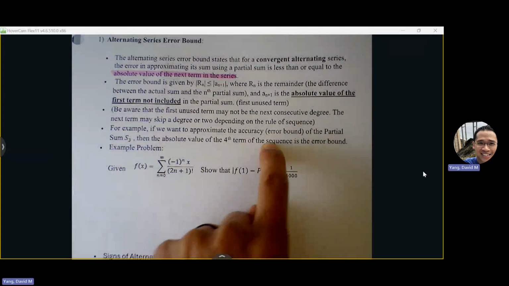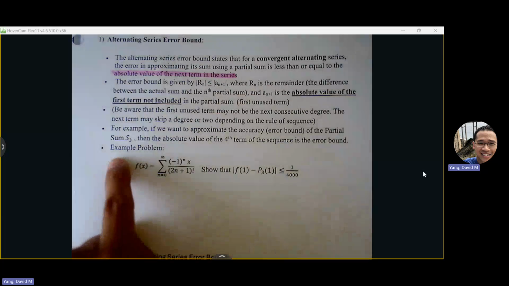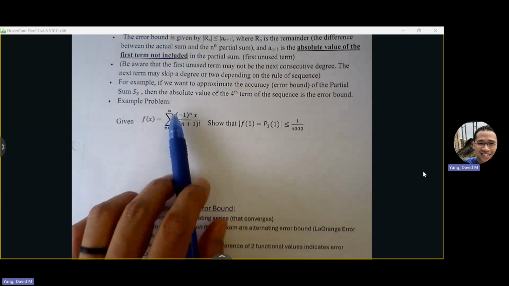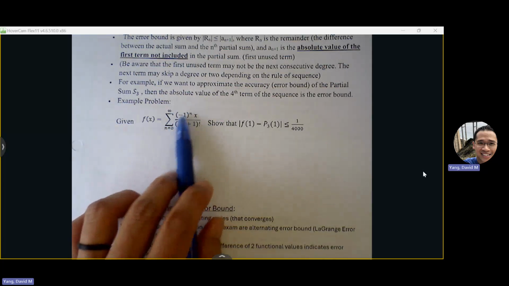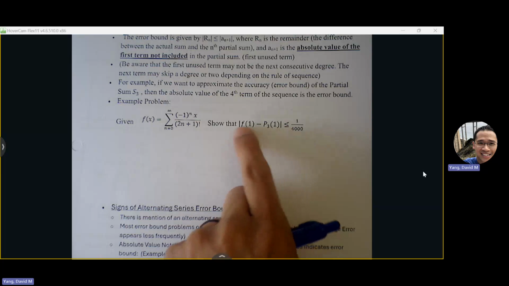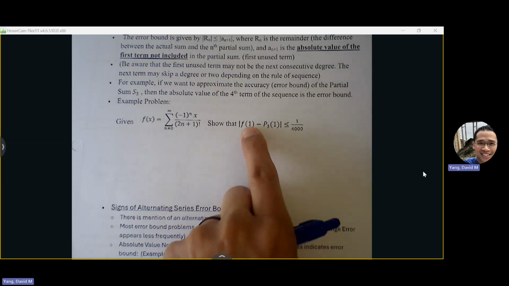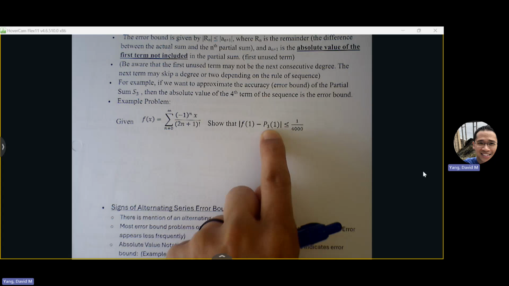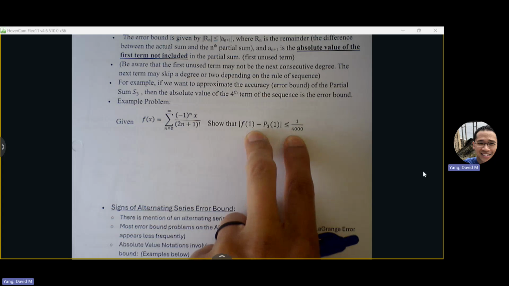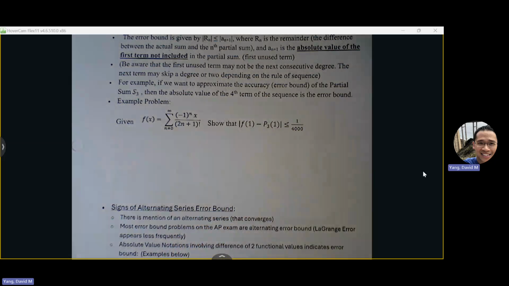For example, if you want to find the approximate accuracy of a partial sum S of 3, then the absolute value of the fourth term of the sequence is the error bound. Okay, so let's say we're given this series here. You can tell that this is an alternating series that converges because there's an alternator here. Whenever you see notation like this, absolute value with two different functions, this is asking you for the error. It's basically asking, what is the maximum difference between the actual function's value at 1 versus the polynomial version at 1? Whenever you see this notation, just know that they're trying to get us to use error bound. So we're going to show that the error bound is less than or equal to 1 over 4,000.